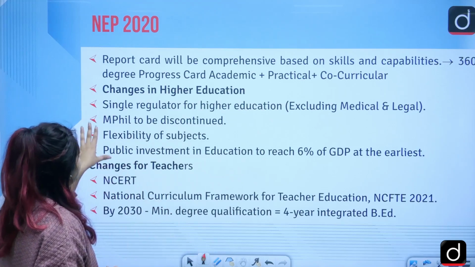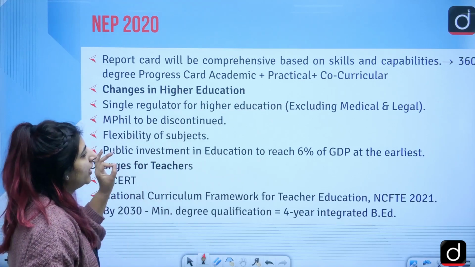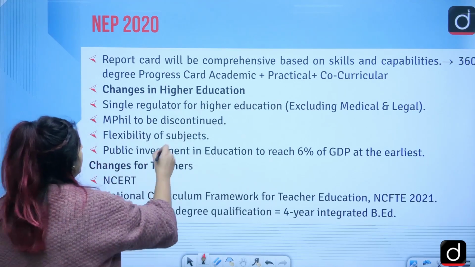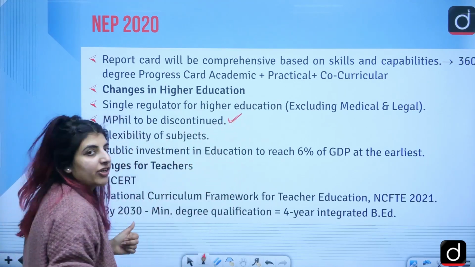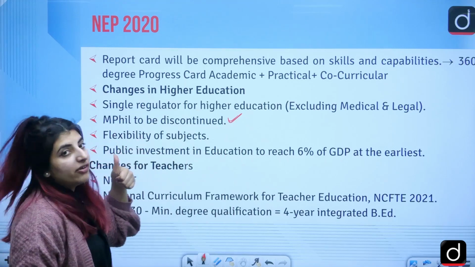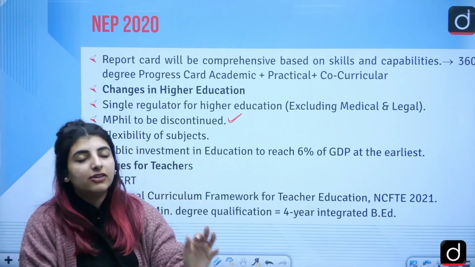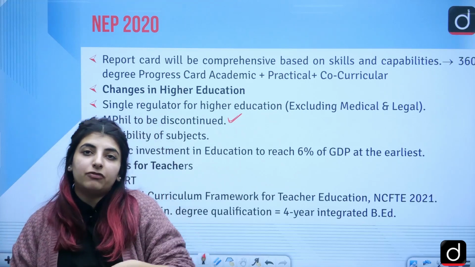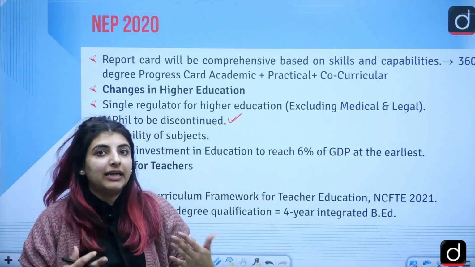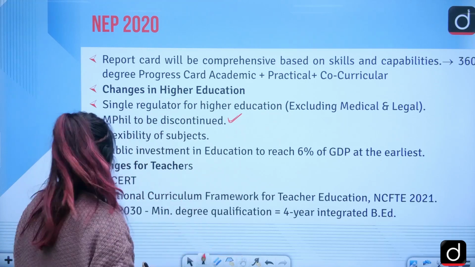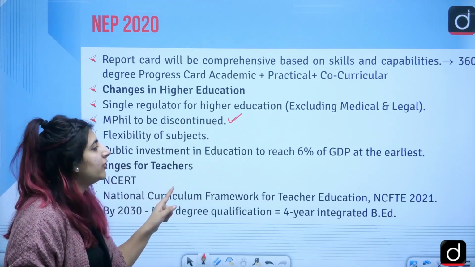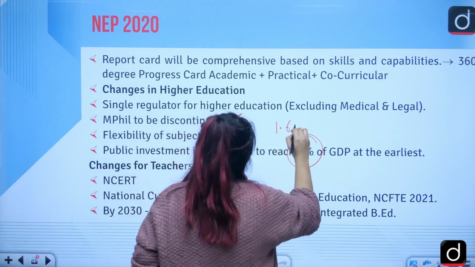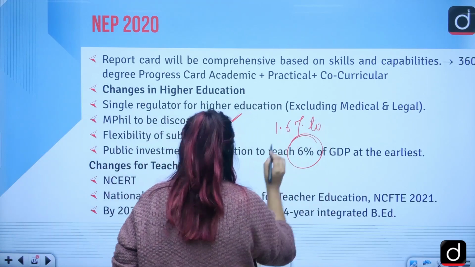Changes in higher education. Single regulator for higher education, excluding medical and legal, we have talked about. MPhil to be discontinued, a very important change. Flexibility of subjects: there is no hard and fast rule for a person to choose a subject from the humanities stream and a subject from the science stream. So flexibility is there. Public investment in education to reach 6% of GDP at the earliest, from 1.6% to 6%.